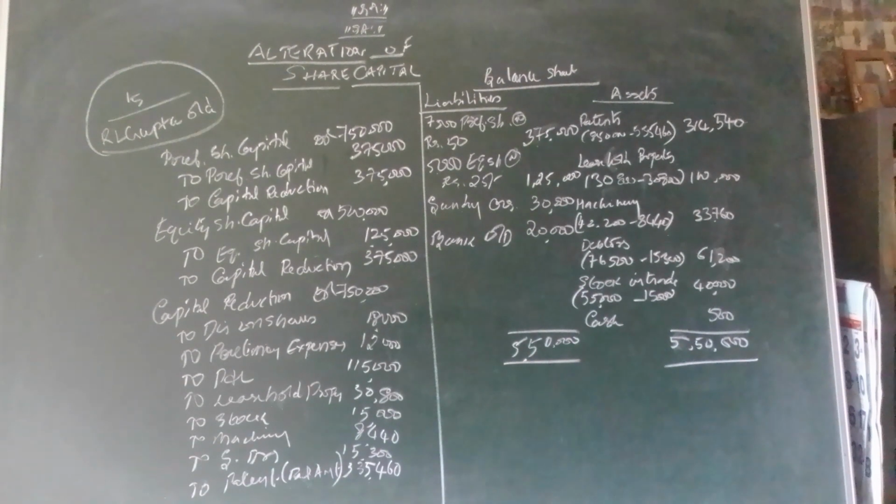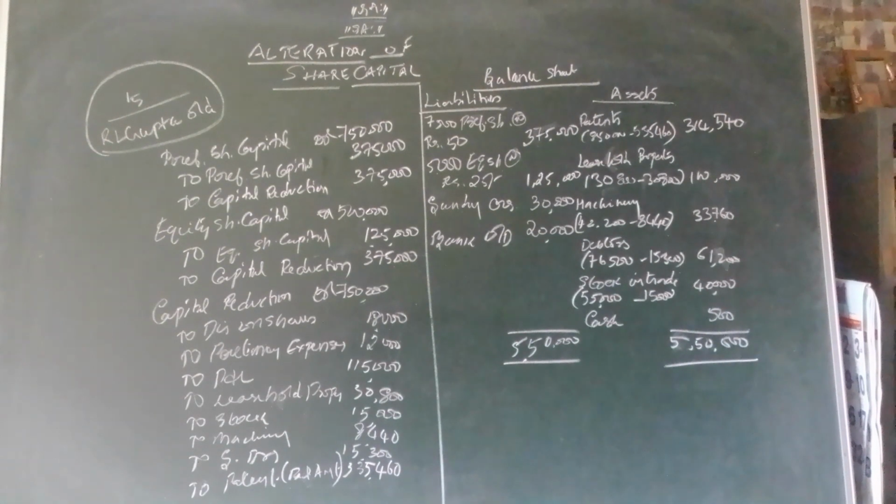Now take the problem. The balance sheet of Now Bharat is given, and some adjustments are also given. The company suffered heavy losses. This is an important point. Please underline that point. Heavy losses, in a sense, what is the purpose? This point indicates the purpose of alteration of share capital.